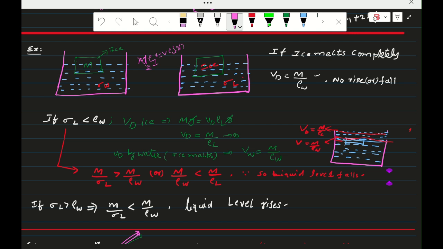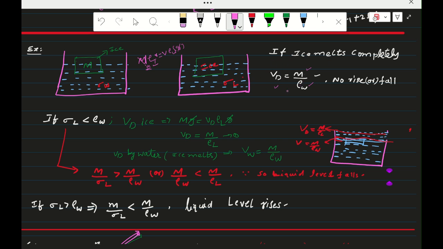Now when it melts, its volume, the mass never changes. When it is in the form of ice, it will become water. Therefore mass of the ice by density of water. Now it is changing into water. So this is the volume required, or the volume occupied by the ice when it is melting. This is the volume occupied in a liquid by the ice after melting.